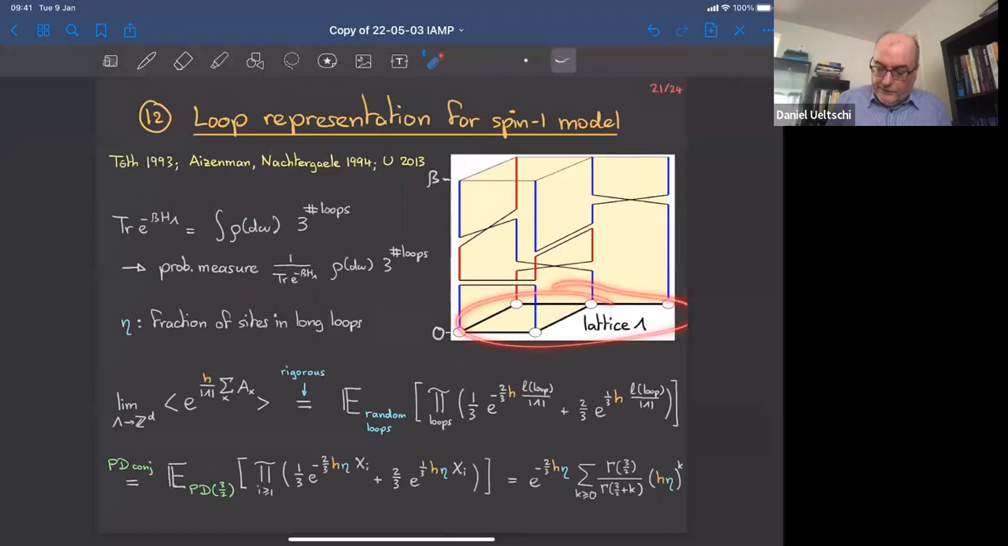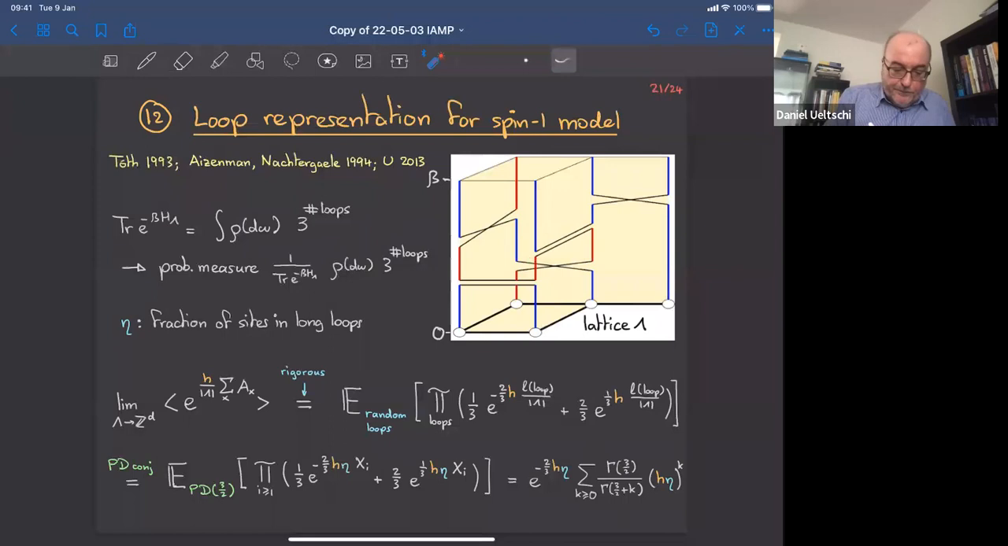On top of each edge, we have an interval from zero to beta, and we have the occurrence of these double bars and the crosses. So the crosses are Valintot's representation, the double bars are Eisenman-Nachtergale. And so one can check that the trace of exponential minus beta h, the partition function of a quantum system, is given by the integral over all occurrences of these crosses and double bars, with this weight over here, which is 3 to the number of loops.